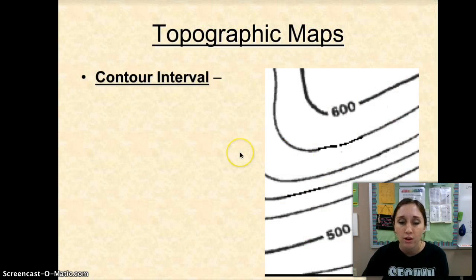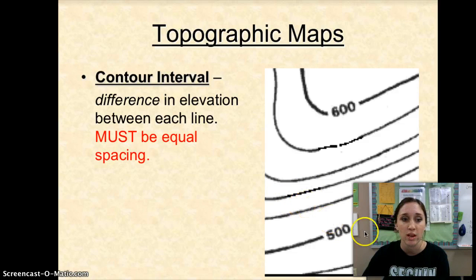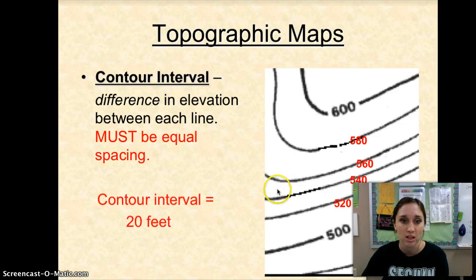Contour interval. When you think of interval, you should think of math. What am I going by, like on your y-axis or your x-axis? It's the same thing. It's the difference in elevation between each line. So from 500 to this line, what would this line be? What is the difference? Jumping to this line, all the way up to 600, you're trying to figure out what each line represents. So I've noticed I got 520, 540, 560, 580, 600. So I figured out that each line increases by 20. So that's my contour interval.